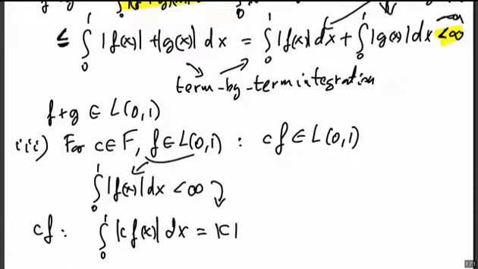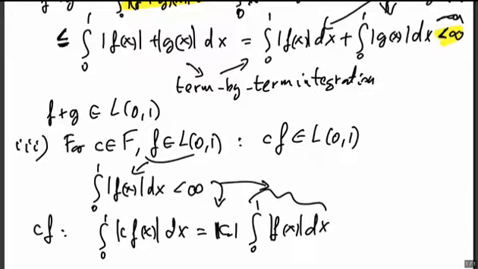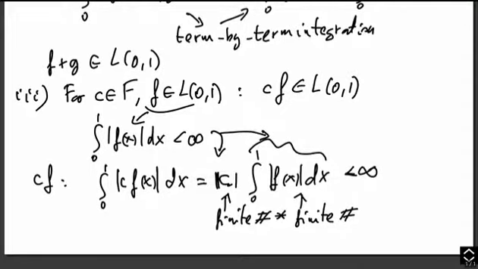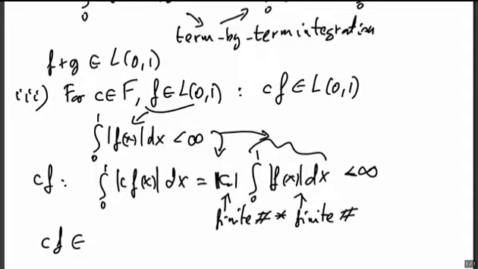from the integral. And we get absolute value C times the integral from 0 to 1 of absolute value of f of x dx. And then since this is finite, the scalar is also finite, so a finite scalar times a finite number, that's also finite. Finite number times finite number is finite. So the fact that C times f has finite integral over 0 to 1 with absolute value means that CF stays inside the vector space L0, 1.